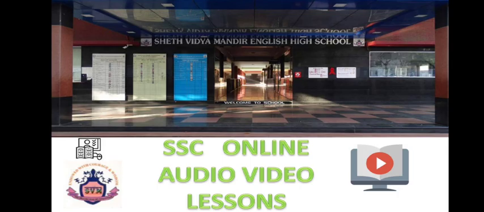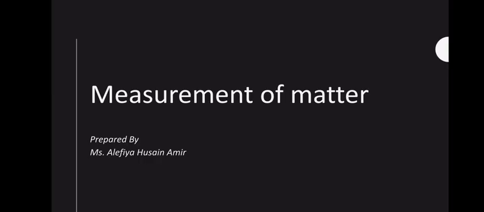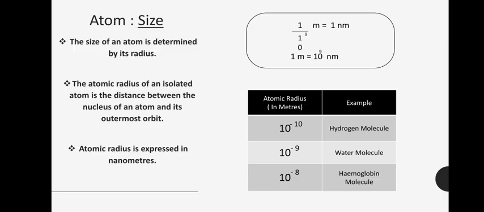In today's video, we are going to start with a new topic of measurement of matter, that is atomic size and atomic mass. Okay, so let us start. How do we determine the size of an atom? So, atom size can be determined by its radius.